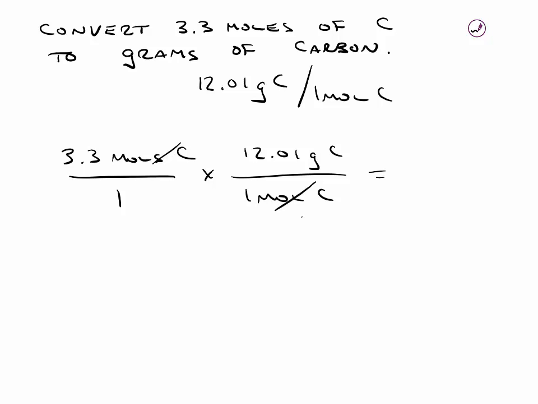And rounding this to 2 sig figs, I get roughly 40. grams of carbon. Note I put the decimal in there to show that that trailing zero is in fact significant. So I can use the molar mass, the 12.01 grams per 1 mole of carbon, as a conversion factor to convert from moles of the substance to grams of the substance.